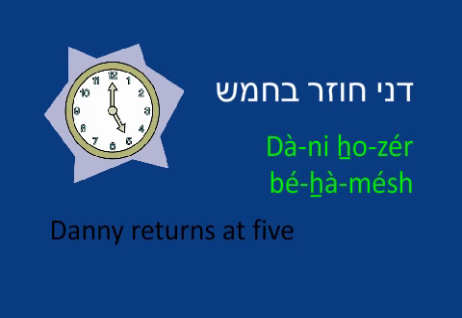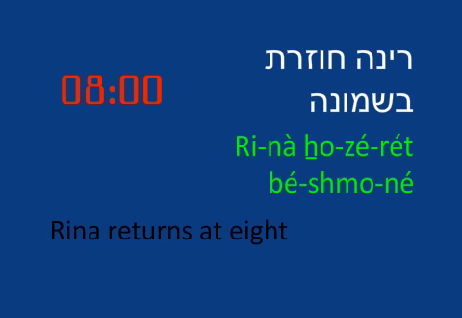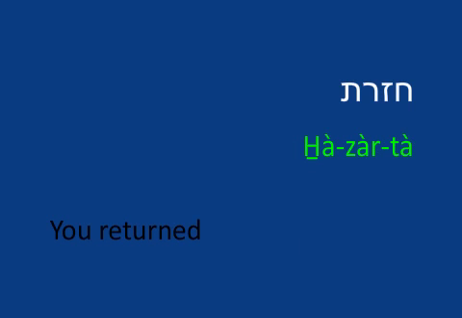Let's start with Danny returns at 5. Danny chozer b'chamesh. B'chamesh, that's at 5. And the feminine form, Rina returns at 8. Rina chozeret b'shmone. Good work.